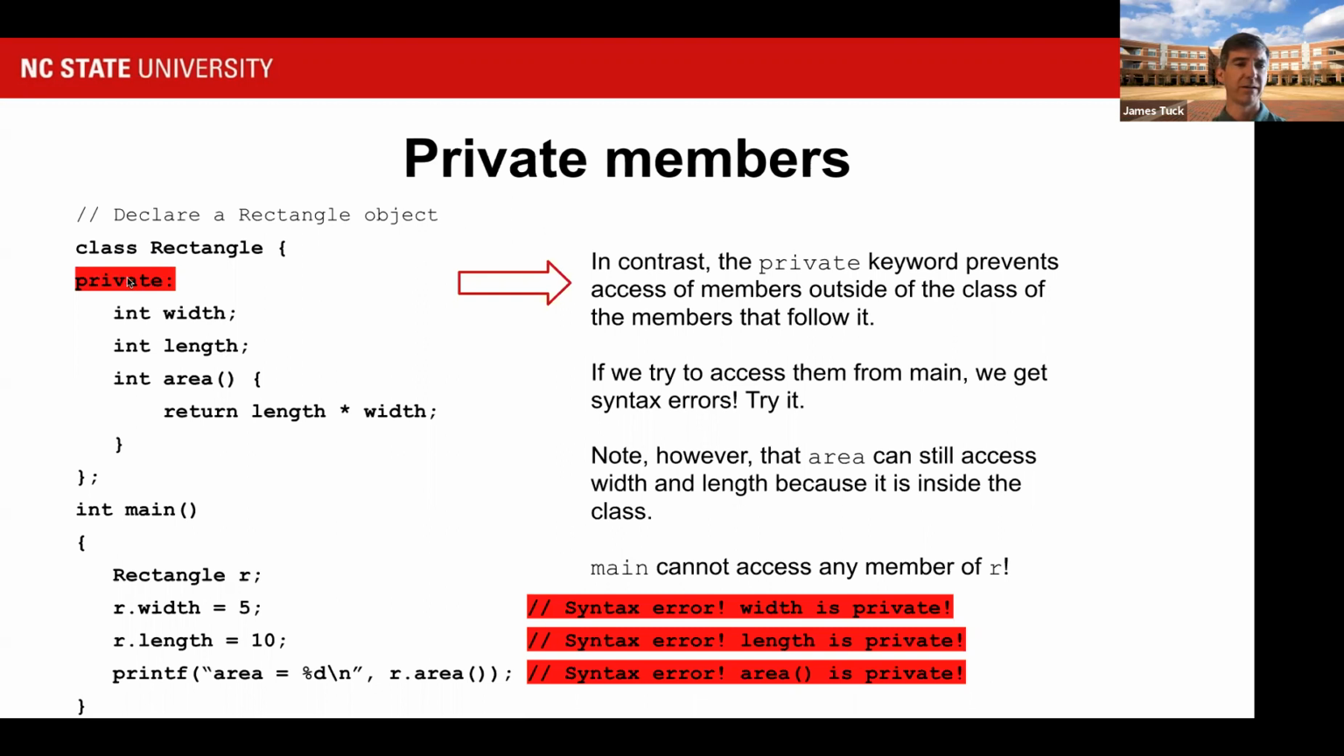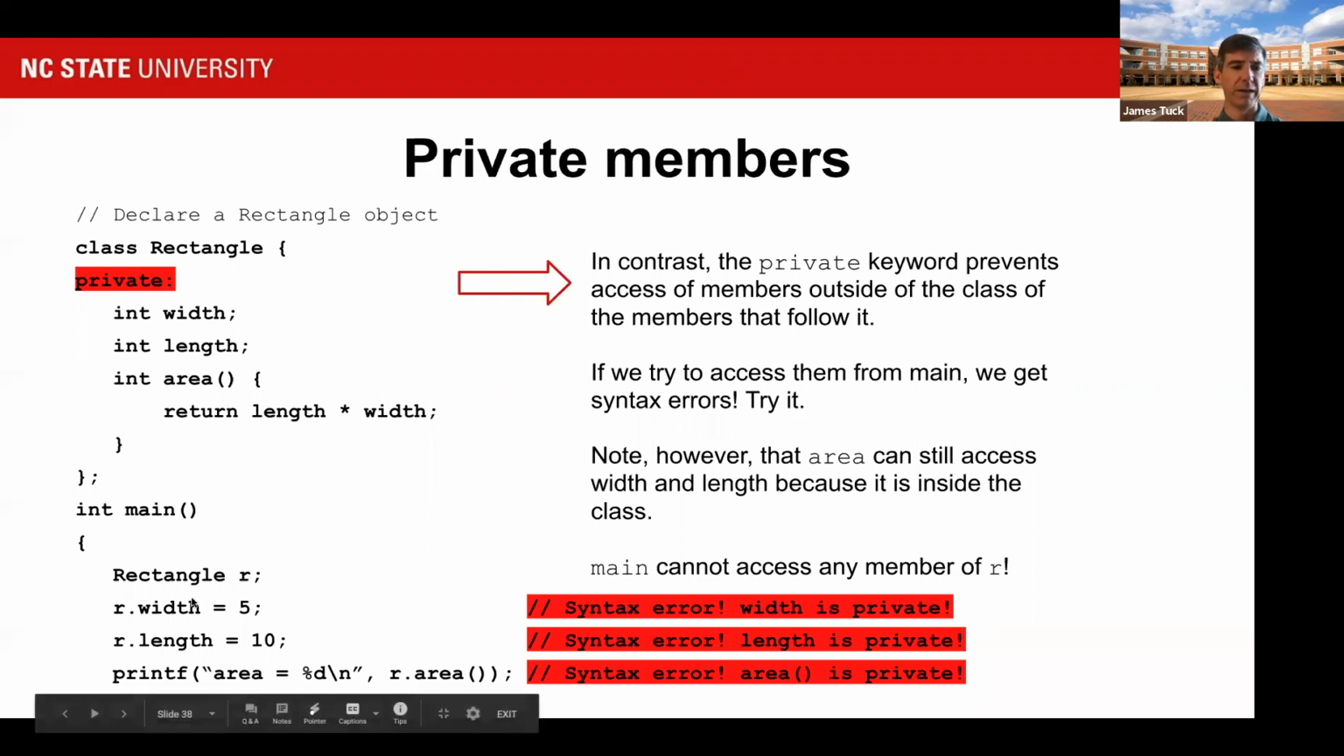And this private designation applies to everything that comes after it. It doesn't just apply to width, the first thing after it. It applies to everything that comes after it until you specify another access modifier. So that means, since I put private here at the beginning and I didn't put another one anywhere else, everything following it is going to be private.